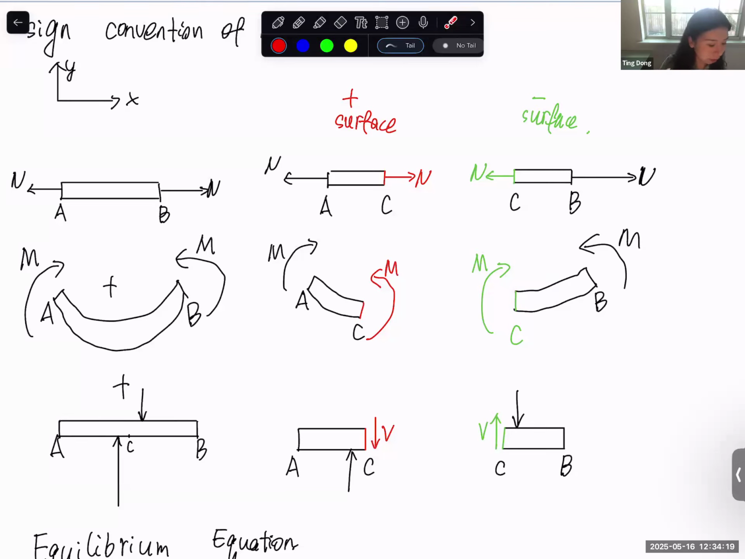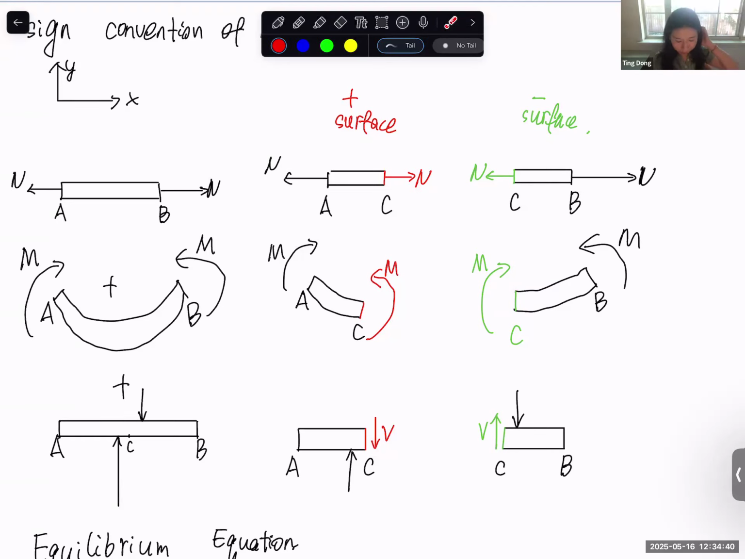So I can take some screenshots of the statics textbook to prove that this is indeed consistent with your statics textbook. This is absolutely not something new or some special way that I prefer to use. No, this is consistent with statics. This is consistent with mechanics of materials.